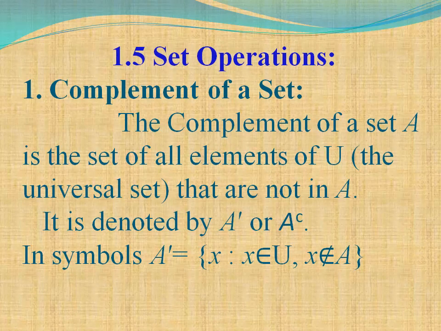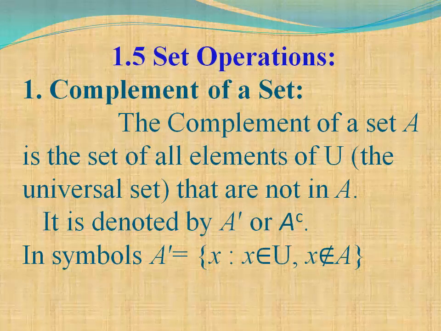Now the next topic, 1.5 Set Operations. What are called set operations? Here some operations using sets are given to you. First one, complement of a set. The complement of a set A is the set of all elements of U, the universal set, that are not in A. I already told you what is called the universal set. It is denoted by A dash or A complement. In symbols, A dash equals X such that X belongs to U but X does not belong to A.